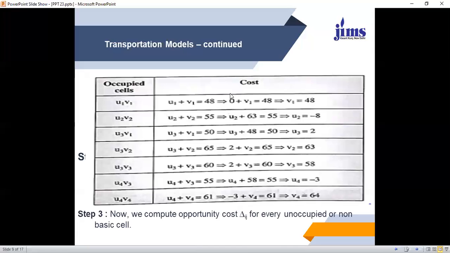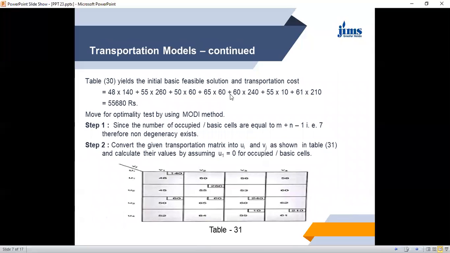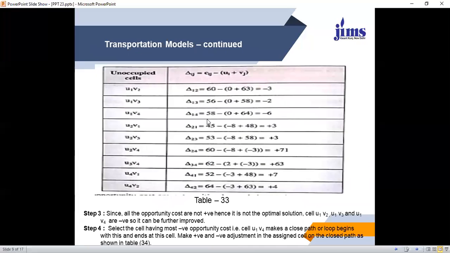Say for U1 V2, this cell, the opportunity cost will be what? 60 minus 0 plus 63. U1 is equal to 0, V2 is equal to 63. So 0 plus 63. So 60 minus 63, that is minus 3. So likewise, you calculate this.